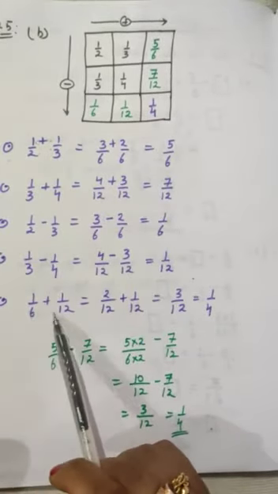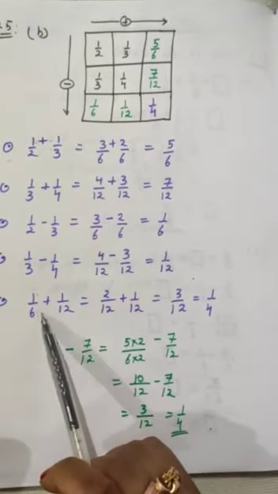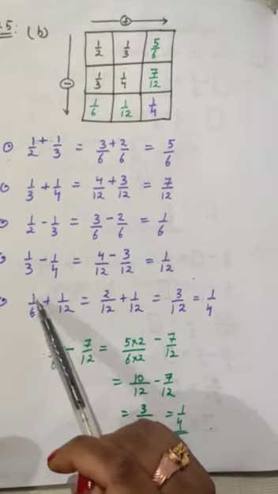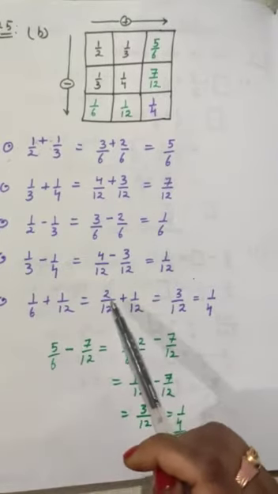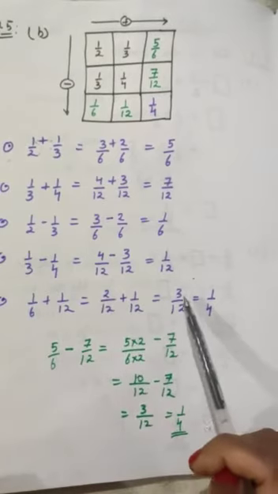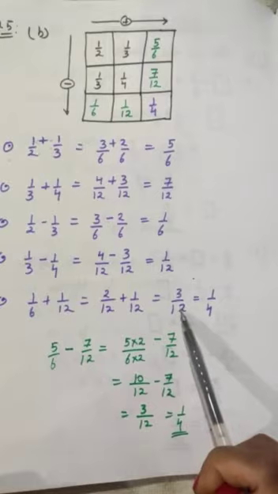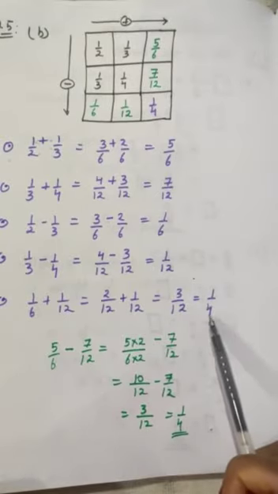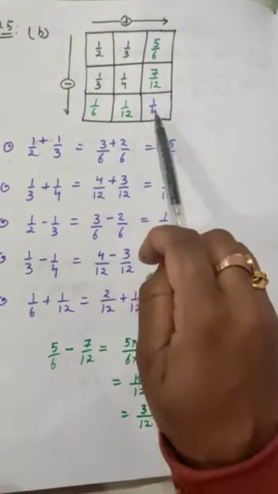Now LCM of 6 and 12 is 12. So 6 2s are 12. तो ऊपर भी आप 2 से multiply करेंगे. It will become 1 into 2. So the like fractions will be 2 upon 12 and 1 upon 12. When you will add them, you will get 3 upon 12. Now 3 upon 12 is not in the lowest form, so you have to make it in the lowest form, which is 1 upon 4. Okay, so the answer is 1 upon 4.